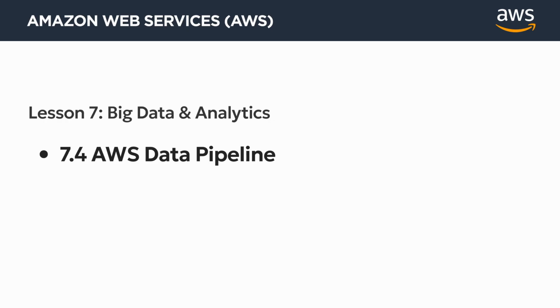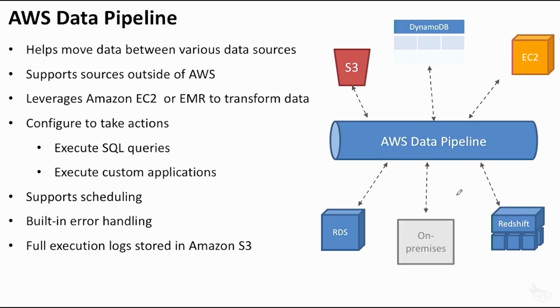Now let's talk about AWS Data Pipeline. The AWS Data Pipeline is another very useful service that helps us move data from one service to another.